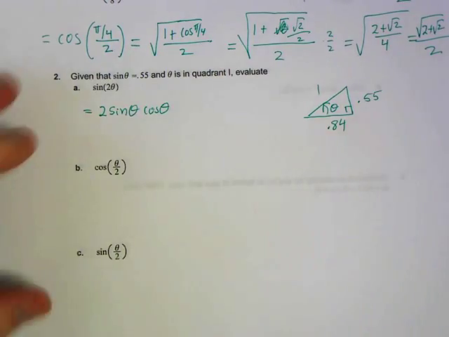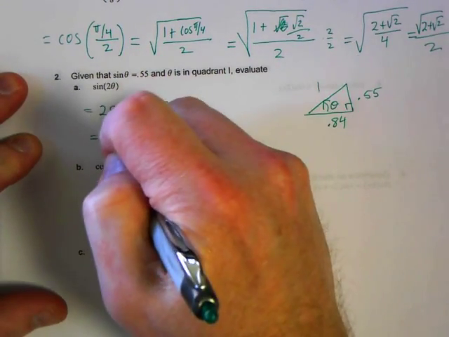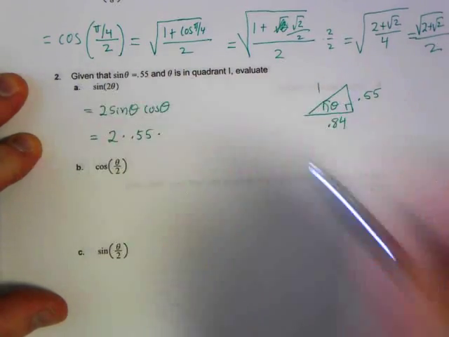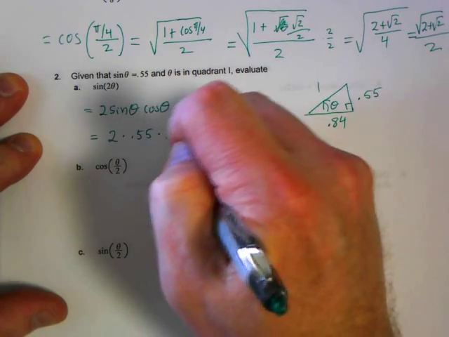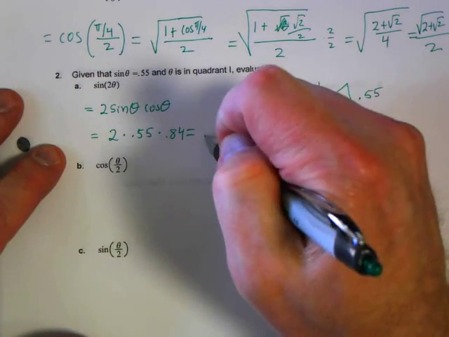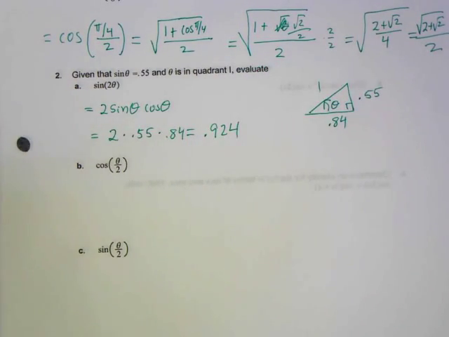All right, so now the answer is pretty easy. I take 2, I multiply by sine of theta, that's 0.55. I multiply by cosine of theta, that's 0.84. And my calculator tells me the answer is 0.924. I probably should just put 0.92, shouldn't I?